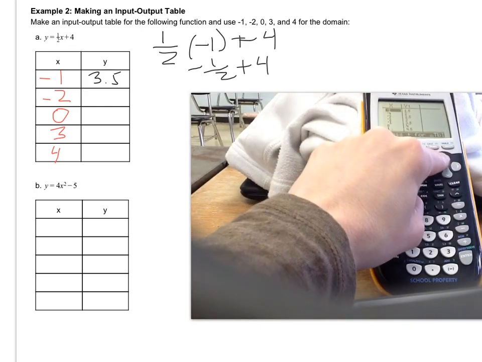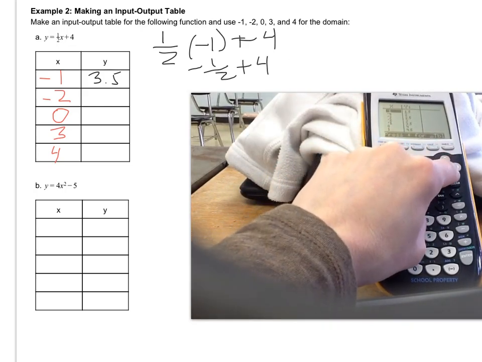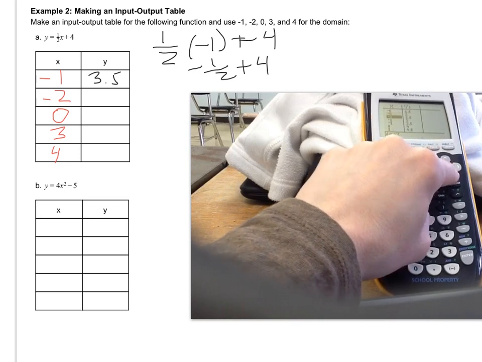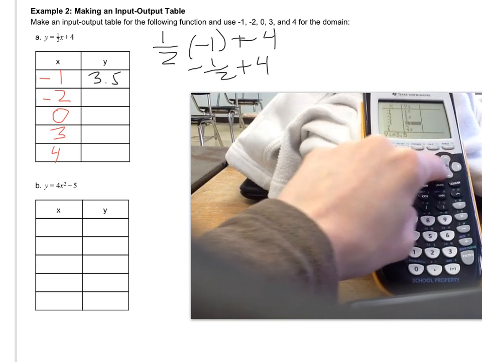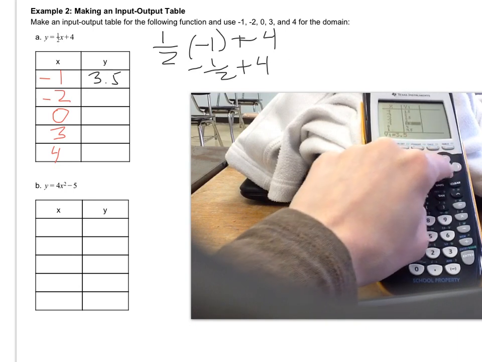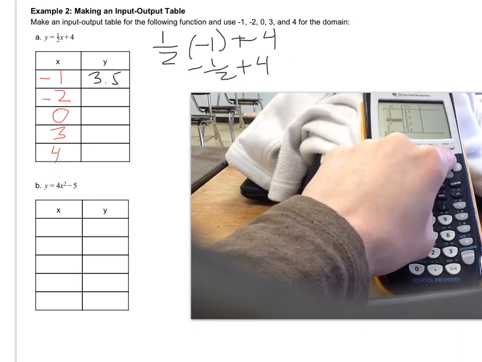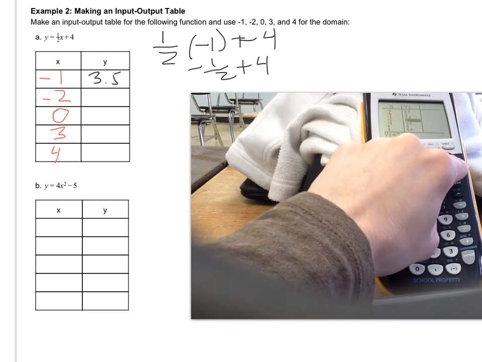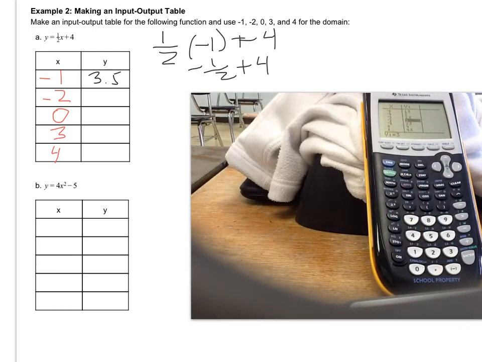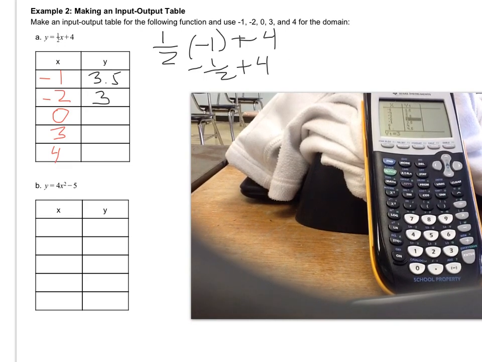And we can use the arrow keys to scroll up and scroll down to find the values we need. So we did -1 and we got 3.5. We can check it here to make sure it works, going right and left. Then we need -2. If we go to -2, next to -2 is 3. So we can fill that in, that -2 goes with 3.